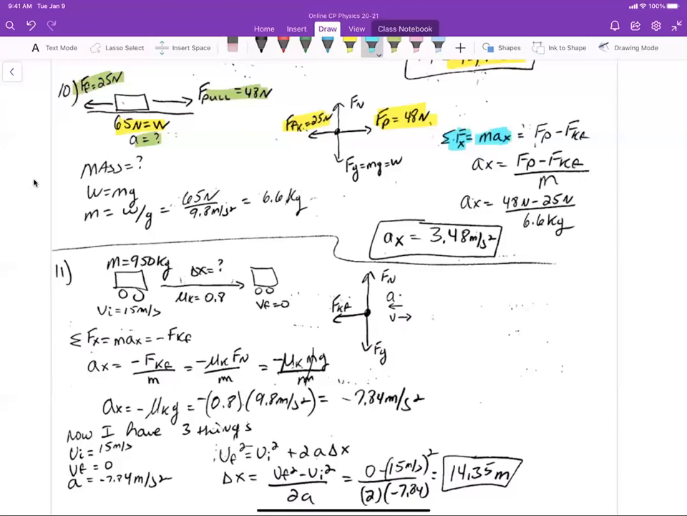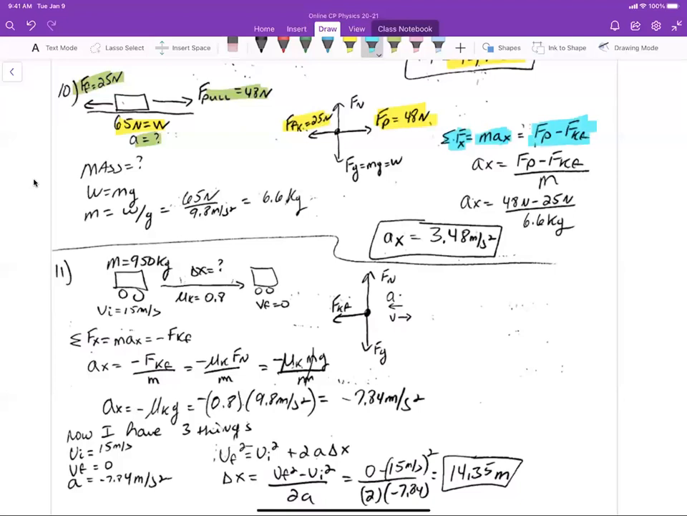Now let's sum the forces in the x direction. I have one to the right, which is positive, minus the one to the left, which is negative. Rearrange the equation for acceleration in the x direction and plug in my values. Make sure you are in SI units.